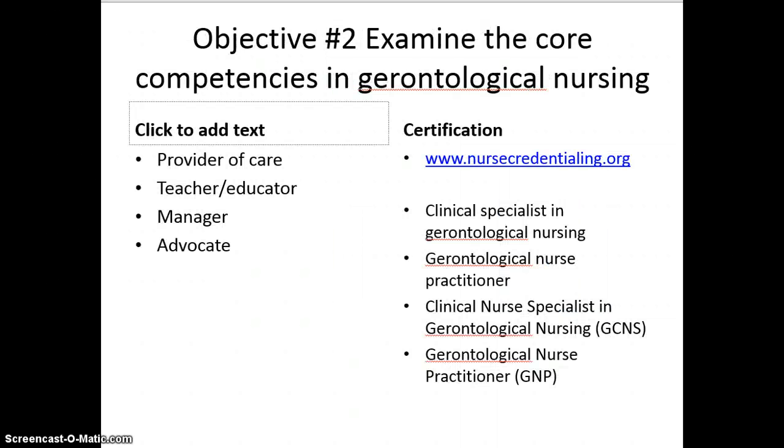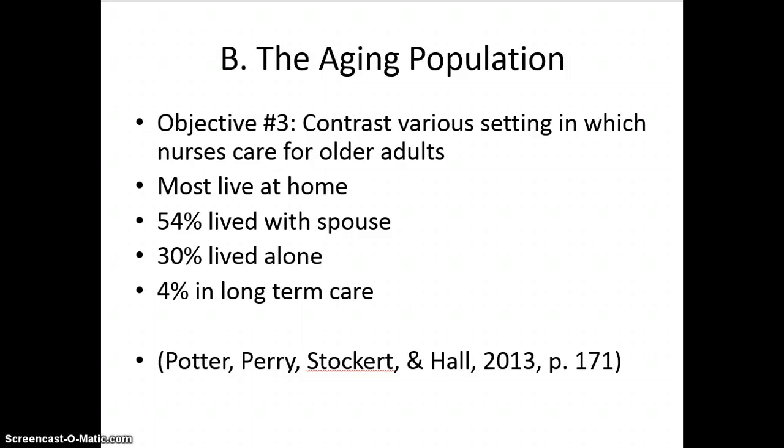We also need to look at some of the core competencies needed by the nurse that works with the older population. As we look at certifications, we see the gerontological specialist, nurse practitioner. There's a lot of specializations and certifications that can be provided for the elderly population. As we look at that population, then we know that they live in a variety of settings.